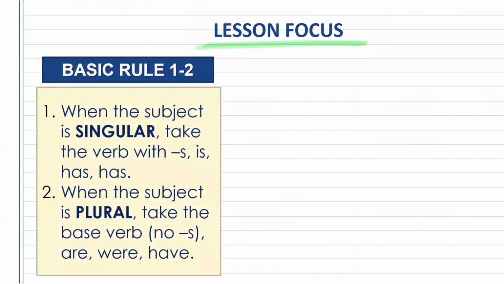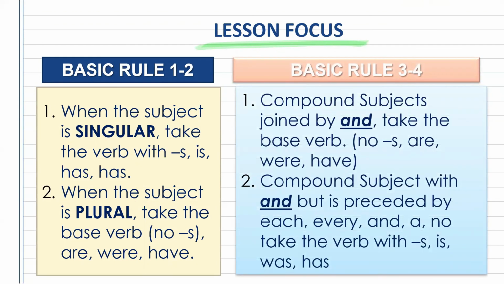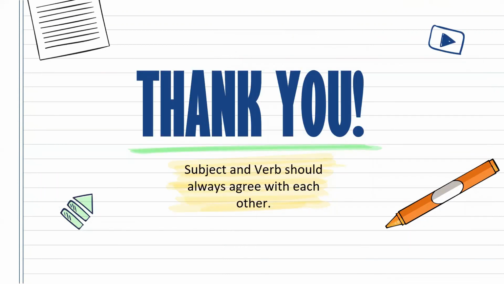And today's focus is all about subject-verb agreement. Under our first basic rule, when the subject is singular, take the verb with s, is, has, or was. When the subject is plural, take the base verb, no s, are, were, and have. On the other hand, basic rules 3 and 4, if your compound subject is joined by and, take the base verb, no s, are, were, or have. But compound subjects with and but preceded by each, every, any, a, no, take the verb with s, is, was, or has.